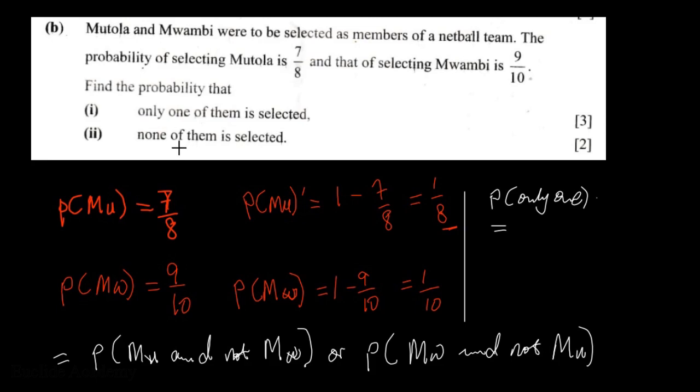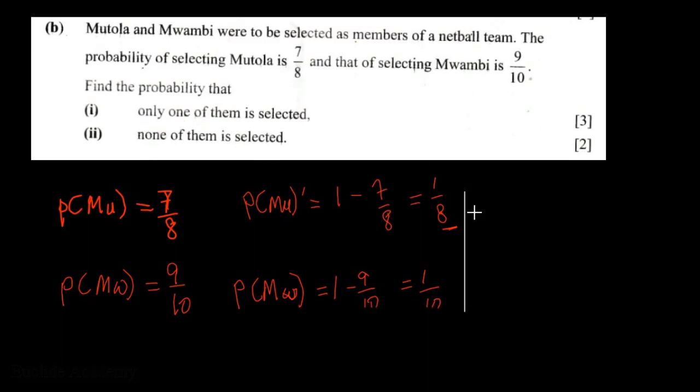Okay, so I'm going to jump right next to the second part. Because of time, we're going to end this video on the second question. The second question is 2 marks, so we shouldn't expect much. We should expect less work from here. So, what is the probability that none of them is selected?